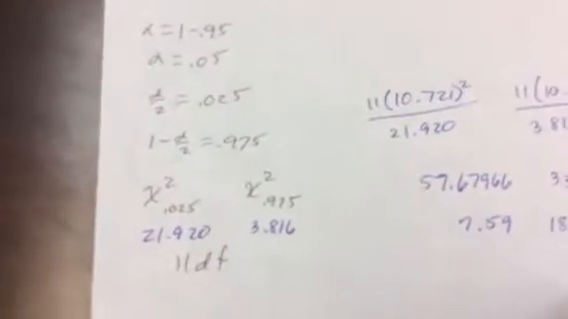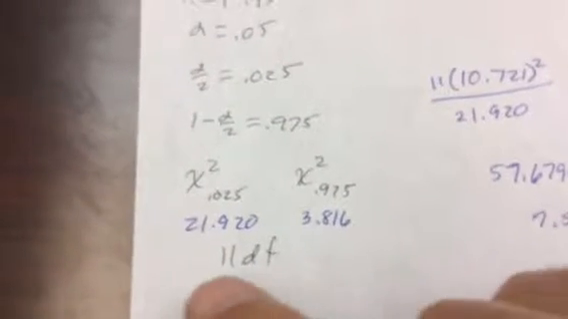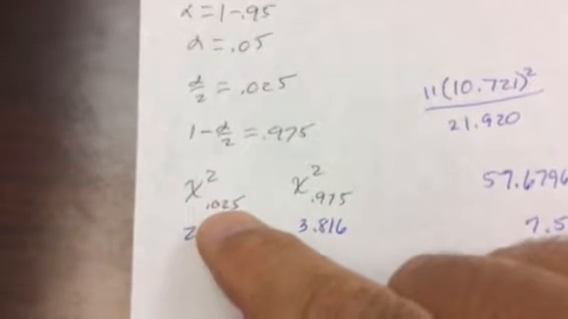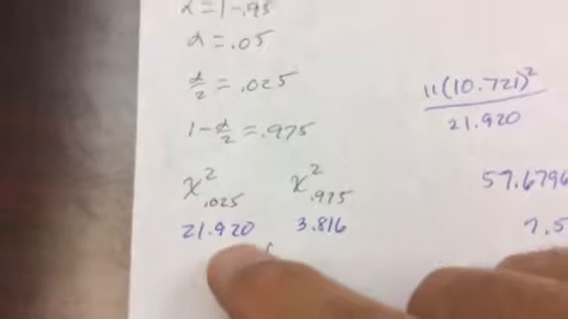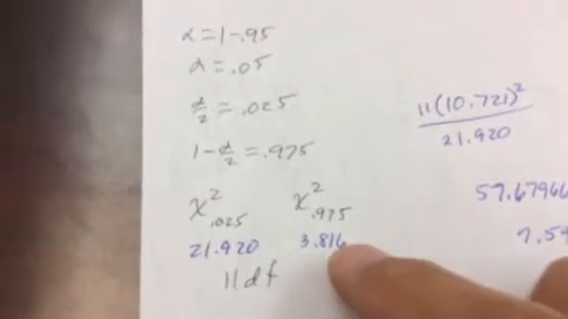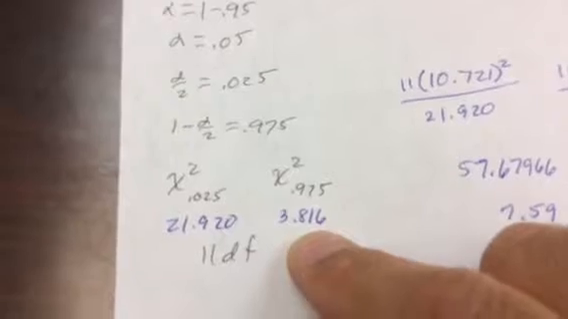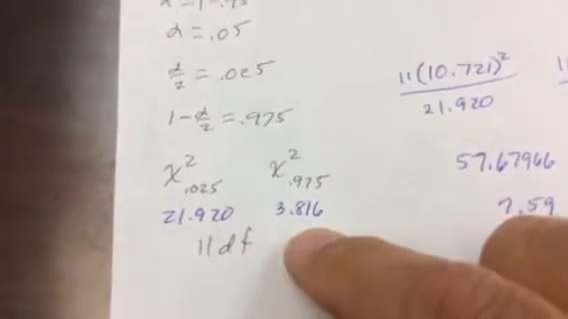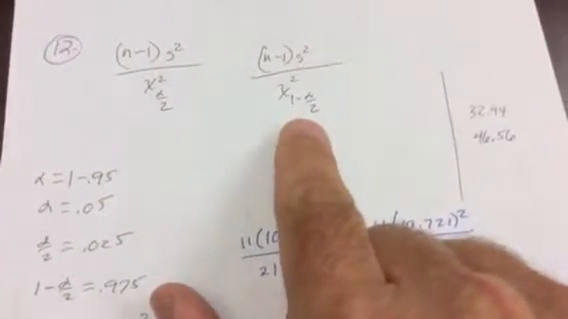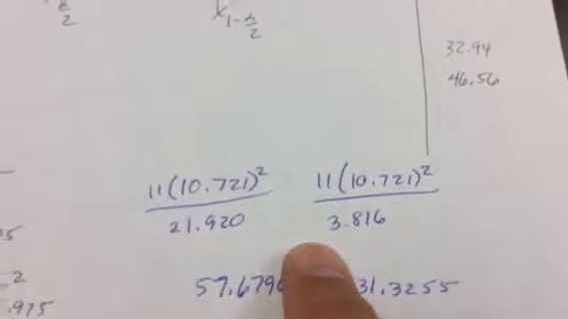So if you go to your chart in your text, in your chi-squared distribution, we would need 11 degrees of freedom because our sample size was 12. If you look up 0.025 with 11 degrees of freedom, you're going to find 21.920. And if you look under the 0.975 column with 11 degrees of freedom, you're going to find 3.816. And so those are the values that go here and here. And with everything substituted in, those two formulas would look like this.